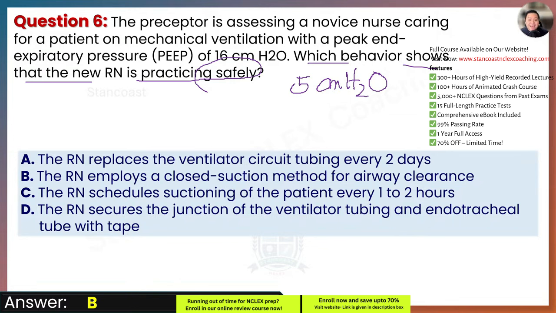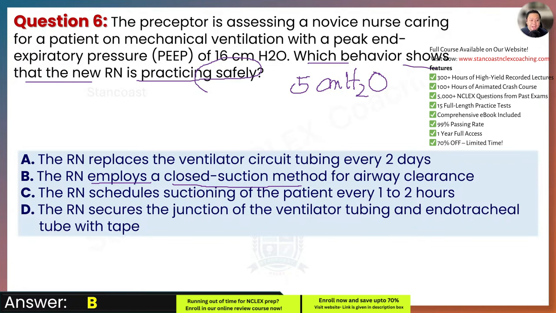And so the correct answer here is the RN using closed suction method for airway clearance. So this is a standout choice because it prevents ventilator disconnection, and disconnecting the ventilator even briefly can cause a sudden loss of PEEP. This can lead to alveolar collapse and hypoxemia. And so when the nurse is using the closed suction system, it ensures that the airway clearance is done without interrupting the ventilation. So this is the best and safest approach.